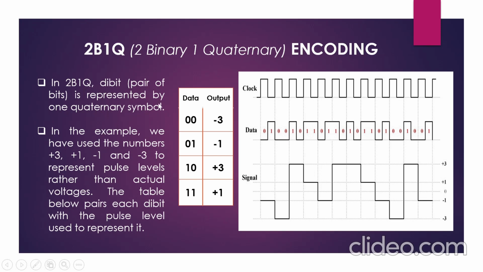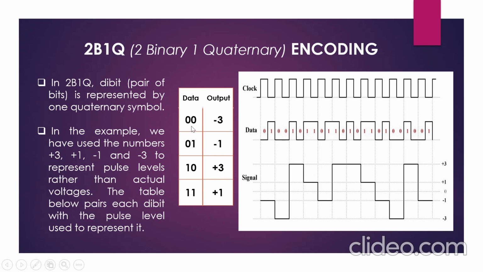So before going ahead, let us see. If the data, for example, is 00, which is a dibit, a pair of bits, its output is, for example, shown by a value of -3. Similarly, for 0, 1, it would be -1. For 1, 0, there would be a value of +3, which would be assigned. And for 1, 1, there's a value of +1.